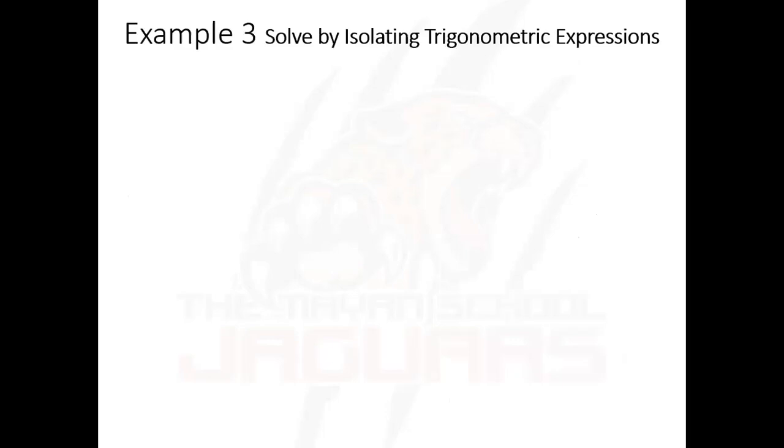Let's make another example. In this case, we're going to begin by isolating trigonometric expressions. So let's see what the equation given is. We need to solve the trigonometric equation 5 cosine of x equals 3 cosine of x plus the square root of 3. And one more time, we're going to solve it on the interval from 0 to 2 pi. And here we have the solution.